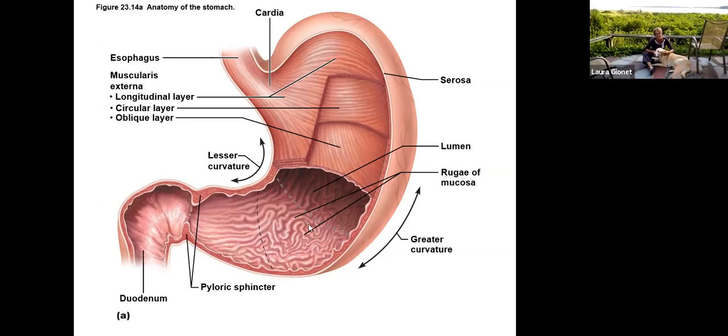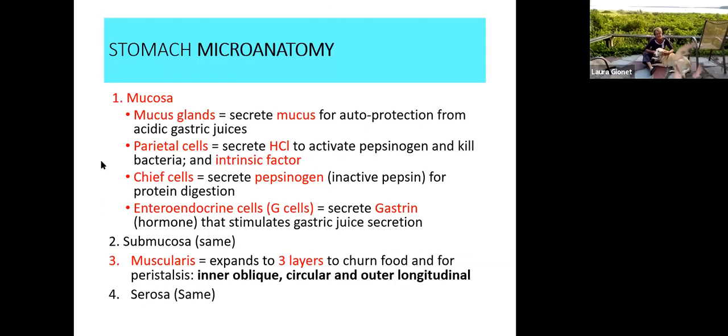Keep in mind, we also have 3 layers of muscle here, in the muscular layer, which is different from the rest of the digestive system. So now's a good time to look at it because it identifies your oblique layer, your circular, and your longitudinal layers. 3 layers. Okay, so the stomach and its microanatomy.